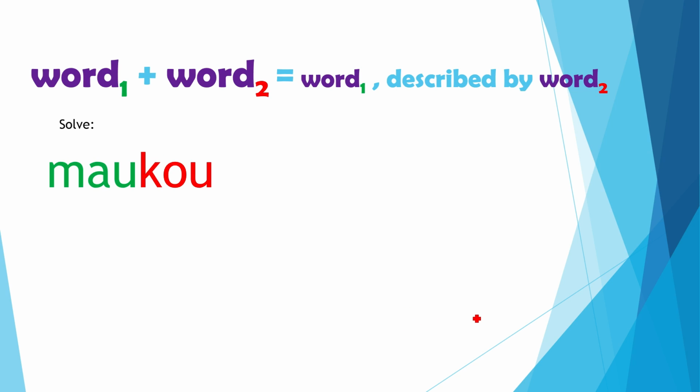What else do we have? Mau ko. So let's consider this one. So we have the word Mao. Mao means to want, and Kou means to know.